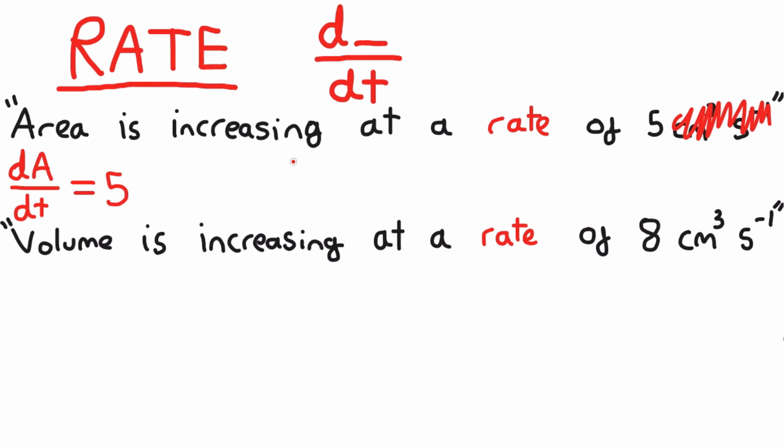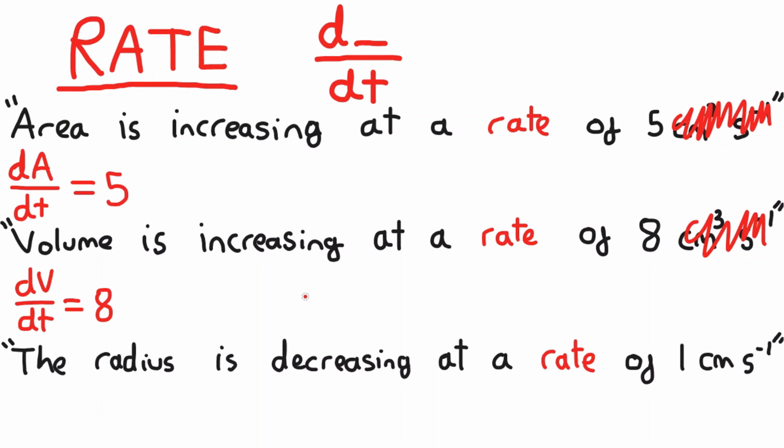So here's another example. Let's say that it says that volume is increasing at a rate of 8 centimeters cubed per second. Again, we have this rate here, so it's going to be d something over dt, and the question's talking about volume, that's the rate that they're talking about. So we denote volume with a capital V, so it's going to be dV over dt, and we're told we're increasing at a rate of 8. We can ignore these units here, so dV over dt is equal to 8.